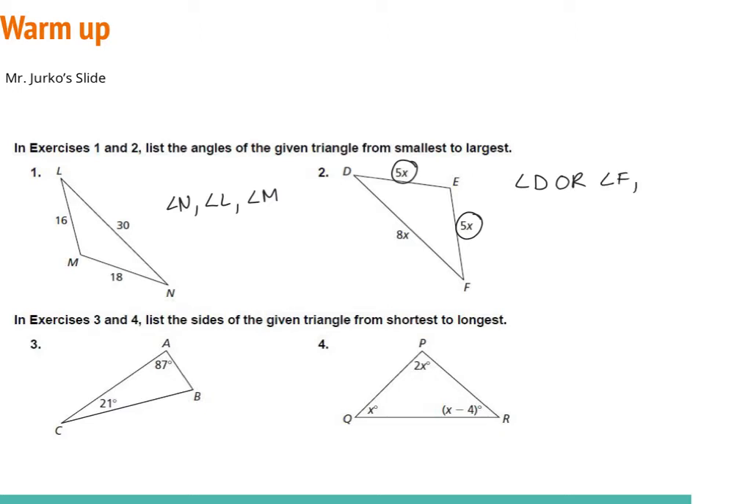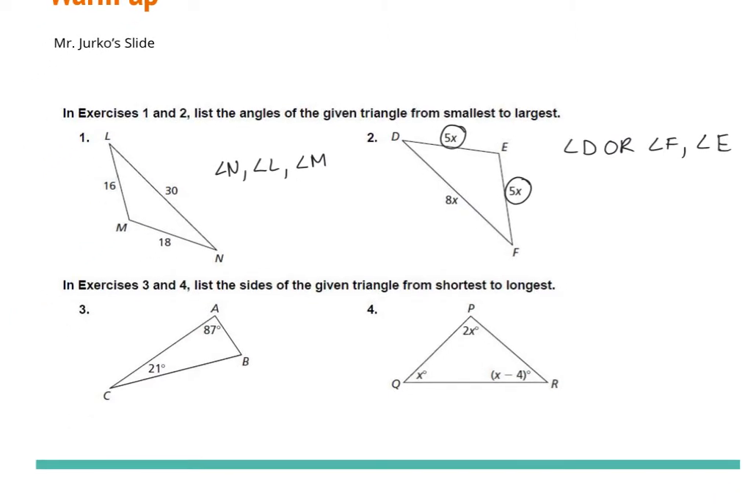And then what's the biggest angle? E. Very good. Angle E, because 8x is bigger, so angle E is going to be the biggest one. Okay, all right, in exercises 3 and 4, list the sides of the given triangle from shortest to longest.